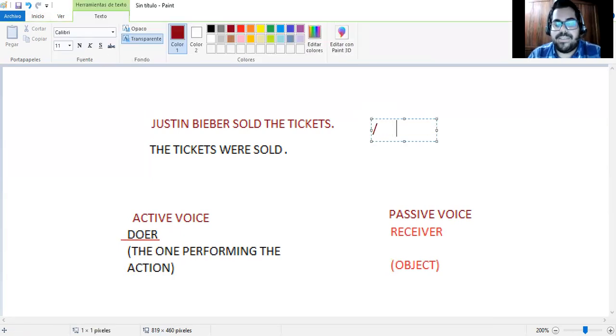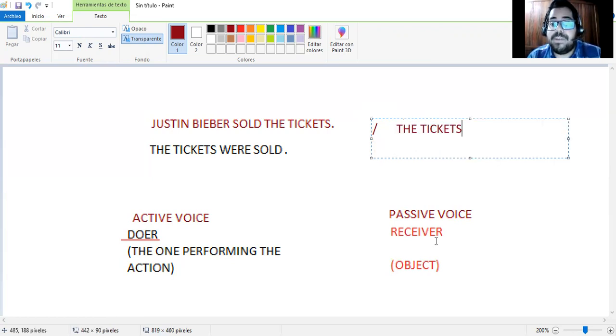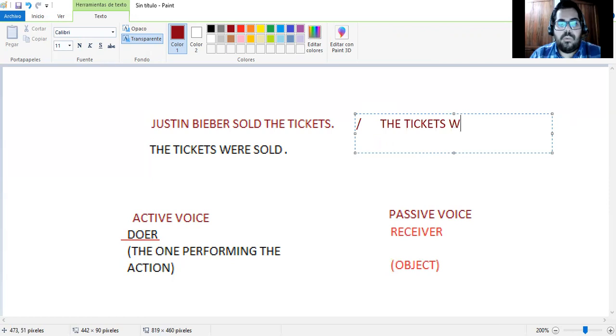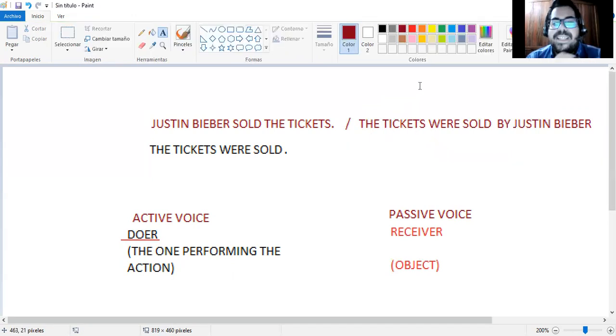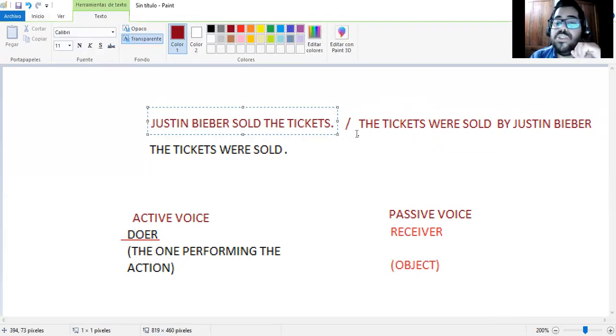So we can do it like this. The tickets, right? To go to the passive voice. Because remember that in the passive voice, we care about the receiver, not the one doing the action. So the tickets were, because remember that we need the verb to be in the passive voice, were sold by Justin Bieber. Teacher, okay. A little bit tricky, right? Yes, guys, it's a little bit tricky. Take a look. It's easier from active voice to passive voice.